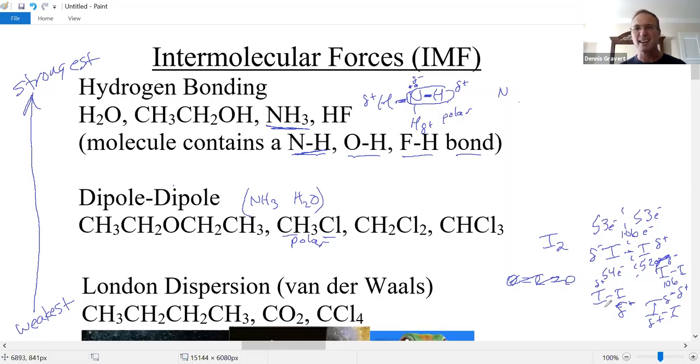But it's really weak, right? Because eventually, on average, electrons should be equally dispersed. There should not be any charges. And so there's no net attraction. That makes it the weakest. And all the nonpolar molecules do that.